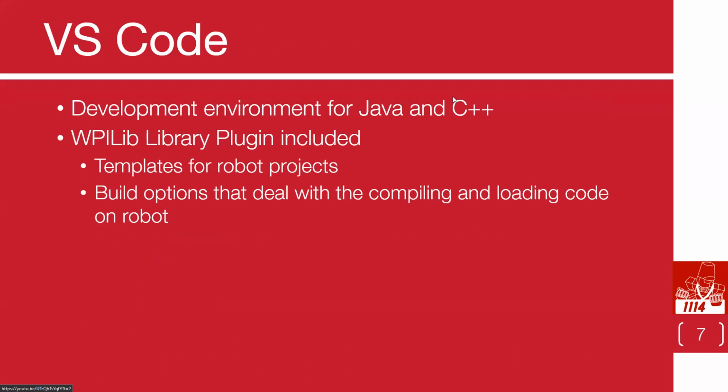All right. Yeah, so VS Code is what's used for Java and C++. If you go to the WPILib website, there are instructions on how to download and install that. We're not going to go over that in this one. It has templates for the robot projects, and this is also how you download the code to the robot.